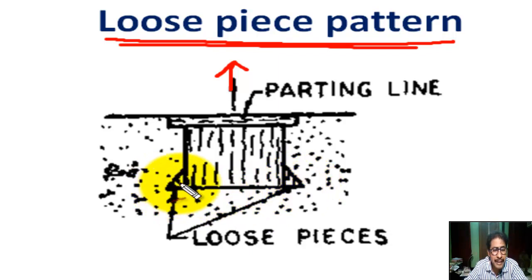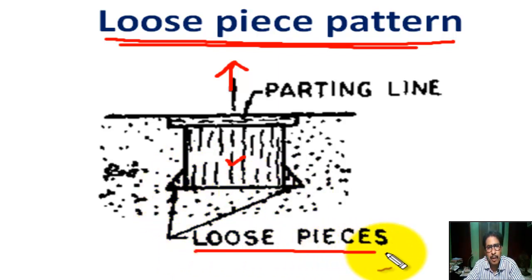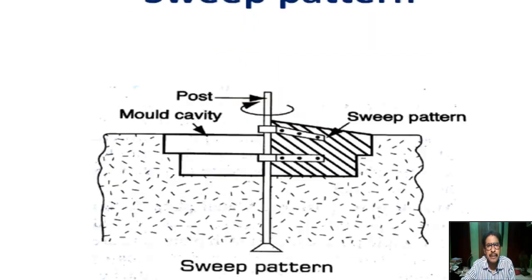This projected part is a loose piece, and it is fitted with the pattern. This is the pattern. These loose pieces are attached with the pattern by dowel pin, wooden pin, or nails. Okay, these are the loose pieces.